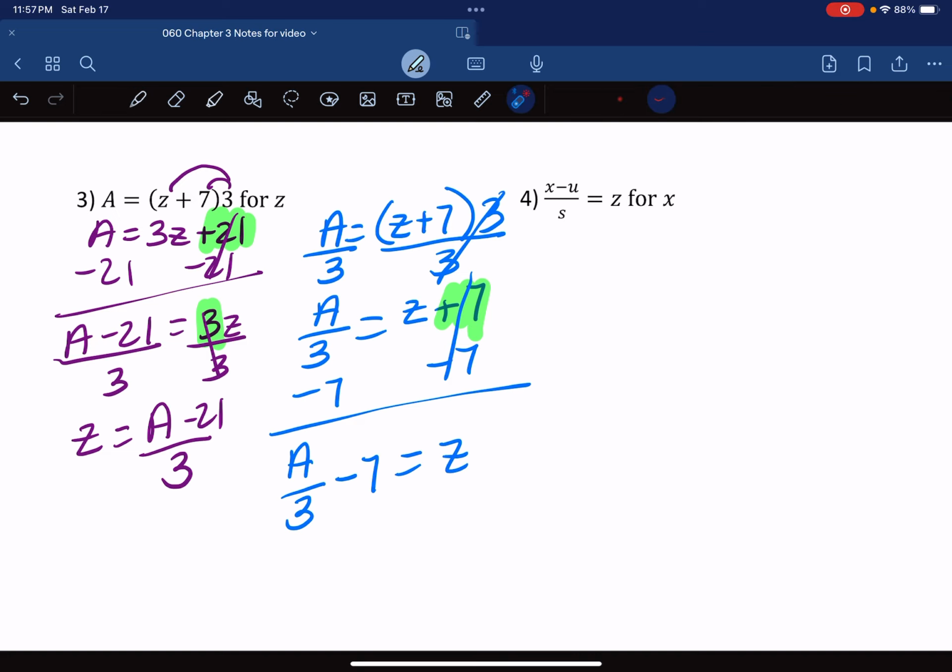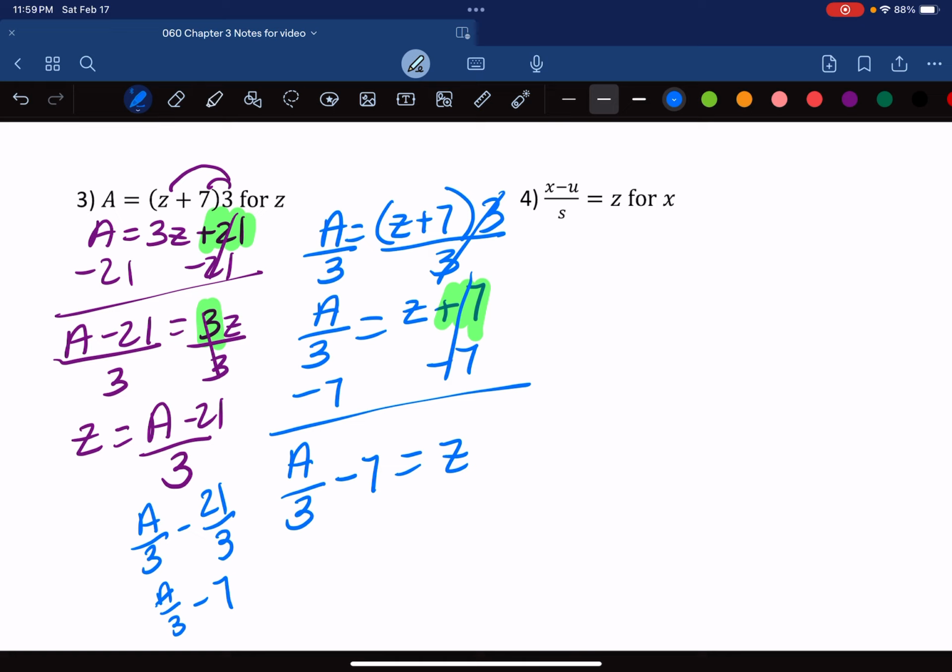And you might be thinking, well, this is not the same as this, but actually they are, because if I actually pull those fractions apart and then simplify, I would see that they are equivalent.